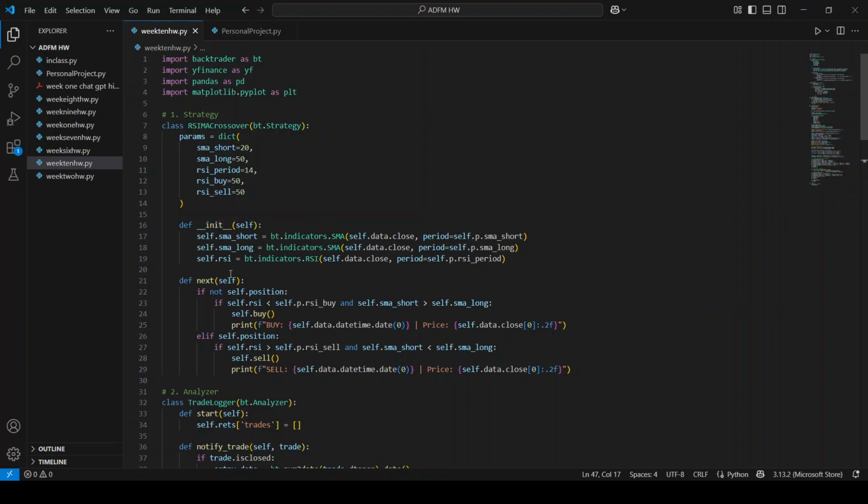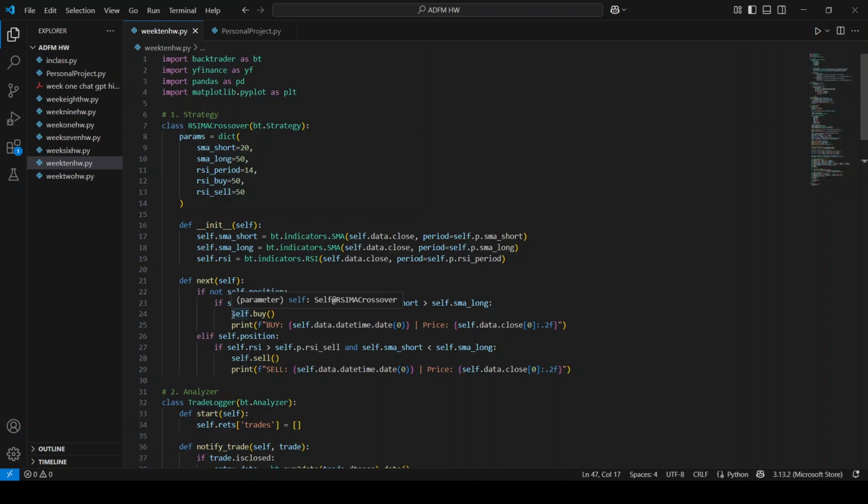Lines 16 through 19, we're setting up our technical indicators. So right here, the self.data refers to the closing price series, and then self.p.sma_short will access the simple moving average short parameter. Then going down to lines 21 to 24.